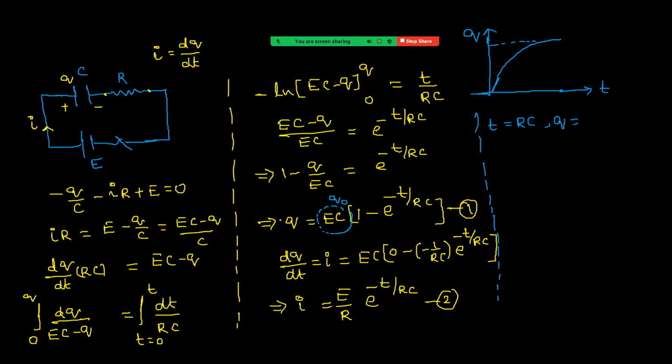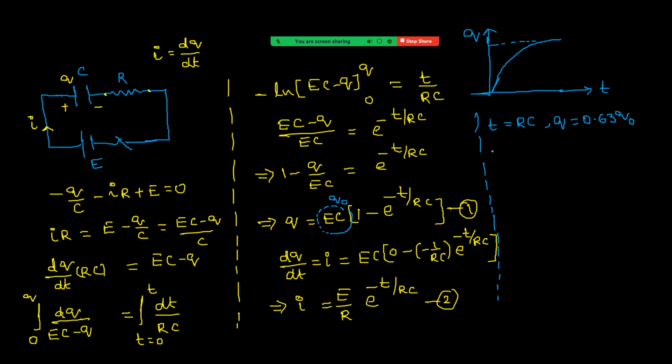See, we have taken charge Q equal to CV, right? Here E stands for the EMF of the battery. This is the maximum charge. When t equal to RC, Q equal to 0.63 times Q naught. That means in the time interval 0 to RC, charge increases to 63% of the maximum charge. That means it will be charged 63% in the time RC.